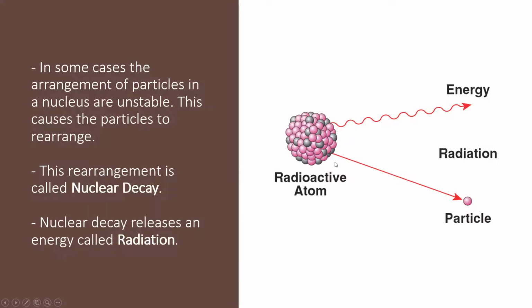Now the nuclear decay releases an energy, or sometimes a particle. We call both of these radiation. This is the main thing I want you to understand when it comes to radioactivity. If something is radioactive, it goes through this process of radiation. So it goes through this process of nuclear decay.